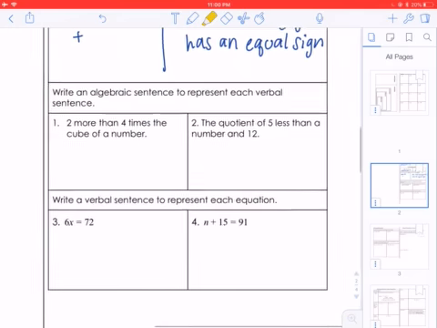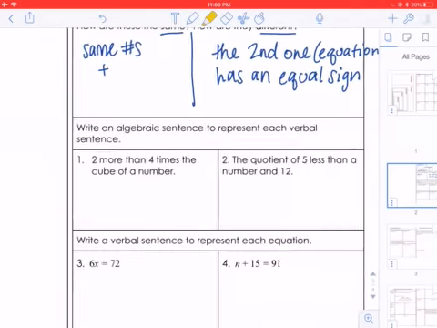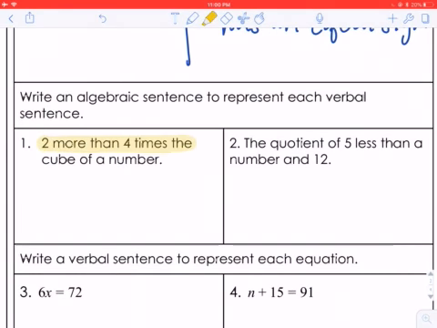So it says, write an algebraic sentence to represent each verbal sentence. So they're going to give us a verbal sentence. That's what this is right here. And they're going to ask us to write an algebraic sentence. So the algebraic sentence is like an expression or an equation. So it'll be an expression or an equation based on what we see. So I'm just going to start from the beginning and see what I can do.